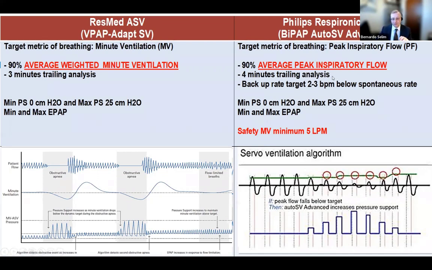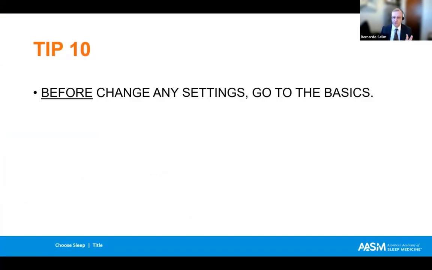What happens with the Respironics on the other machine? Well, they look for peak inspiratory flow. So you see here the patient's waveform, and you see here the peak flow of that waveform. Once the breathing falls below and misses the peak flow target, the machine will increase the pressure support to support the respiration in this patient. So two different ways to tackle the same problem. This is why in some cases you may see that certain patients do better on one over the other, just because the technology looks at the same problem in a different way.